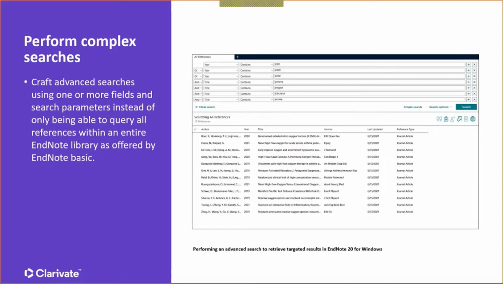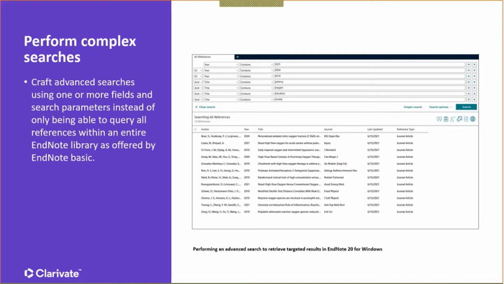20, or EndNote Desktop in general, you can develop very complex searches with the advanced search interface that we're looking at on this particular slide. We're seeing an example of a very complex search that's querying the contents of a particular EndNote library, searching all references, in which we're asking EndNote to show us all references from the year 2021, 2020, or 2019. In addition to those publication dates, we're asking EndNote to only show us references from those years that contain a series of particular keywords within the title field.